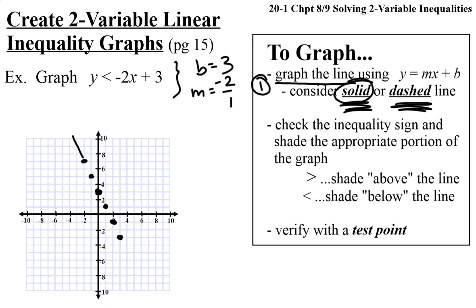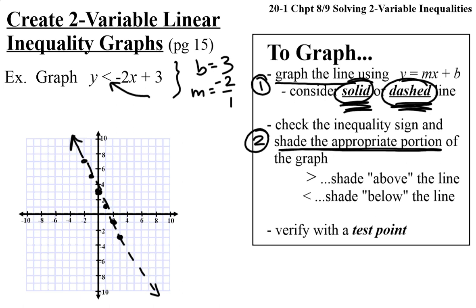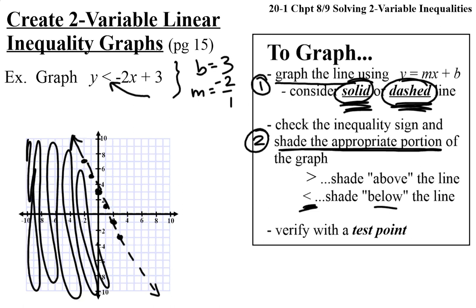Doesn't have to be perfect. But when I'm creating the line, do I want solid or dashed? Y is less than, doesn't equal, so that means my line needs to be a dashed line because we don't want to include it. So we want the dashed line, and now we check the inequality and shade the appropriate portion. Y is less than negative 2x, and if we're less than, we shade below. So I would then quickly shade everything underneath, and there's the graph of y less than negative 2x plus 3.